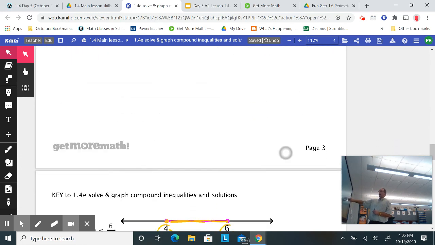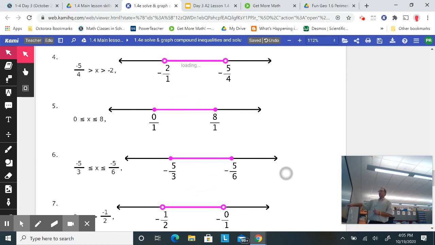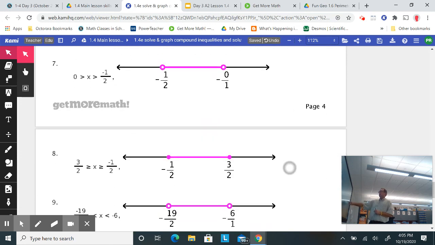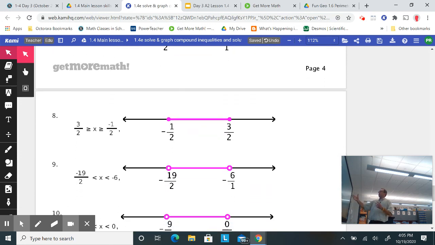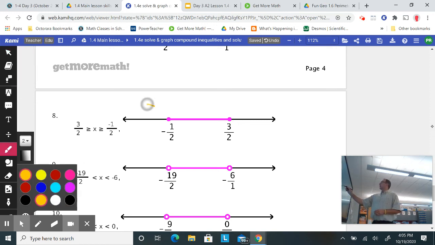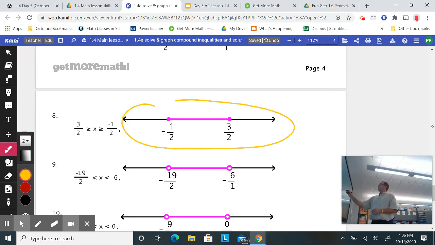-1/2 and 1 1/2. Number 8. All right, good. It's exactly what we had. Right here. Circled -1/2. We have positive 3/2 or 1 1/2 and everything in between. Now, hopefully you got it.